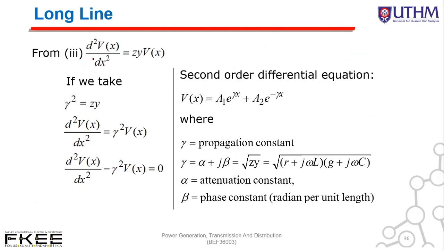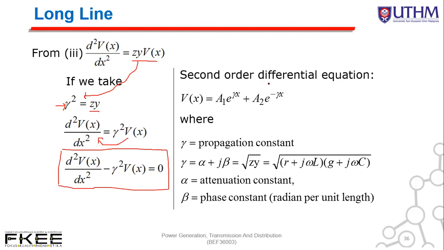From equation number 3, that is d squared Vx over dx squared equal to ZY Vx, there is a propagation constant, that is gamma here. Gamma squared equal to ZY. So our equation will be d squared Vx over dx squared equal to gamma squared Vx. By bringing this to one side, we get d squared Vx over dx squared minus gamma squared Vx equal to 0.